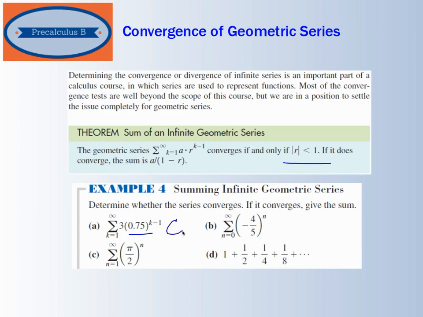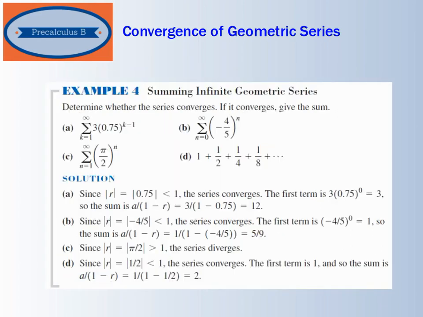The absolute value of -4/5 is less than 1. It's going to converge. Pi over 2 is greater than 1, so this is divergent. 1 plus 1/2 plus 1/4, etc. Well, what is the rate here? The rate here appears to be 1/2. We're getting half. So that one is also going to converge. So we'll go ahead and take a look at A, B, and D.